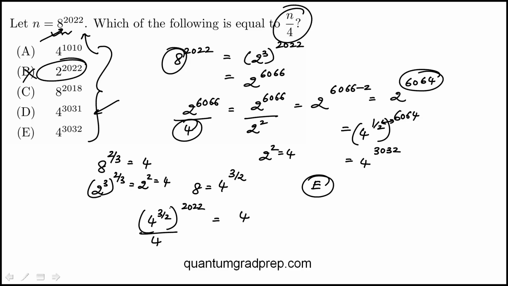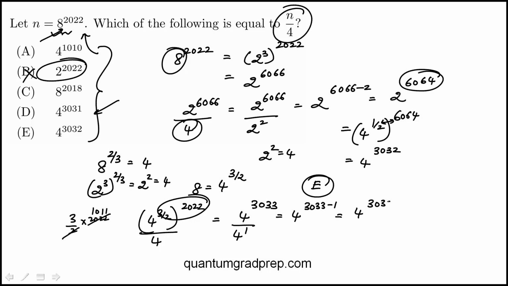So this is going to be 3 over 2. That new exponent would be 3 over 2 times 2022, which is 1011, and then you multiply it by 3, which would be 3033, and then you're dividing by 4 to the power of 1. So then you're going to subtract. This might seem more complicated, but these are the type of manipulations you may have to look for in other questions. So the answer in this case is choice E.